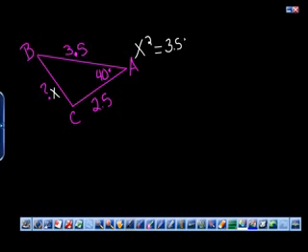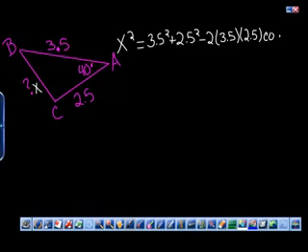So I'm going to do 3.5 squared plus 2.5 squared minus 2 times 3.5 times 2.5. What angle are we choosing? Angle A, the one opposite of the side we're trying to find.